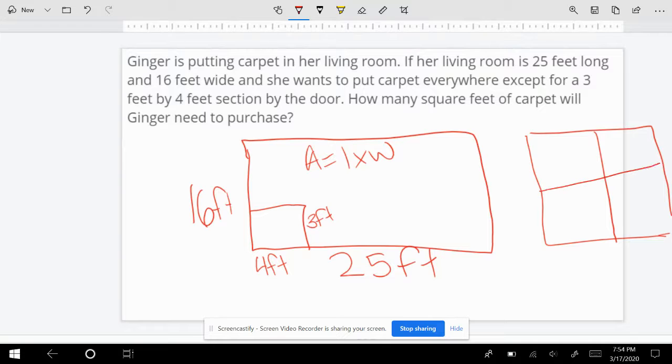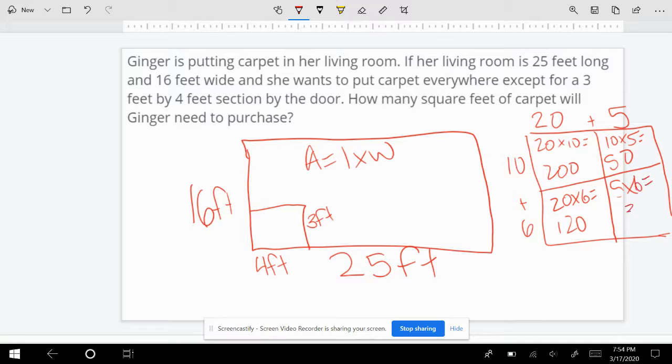I'm sorry, this is so messy. I'm first going to decompose 25 into 20 and 5, and then decompose 16 into 10 and 6. Here we have 20 times 10, which is 200. 10 times 5, which is 50. 20 times 6 is 120. 5 times 6 is 30.